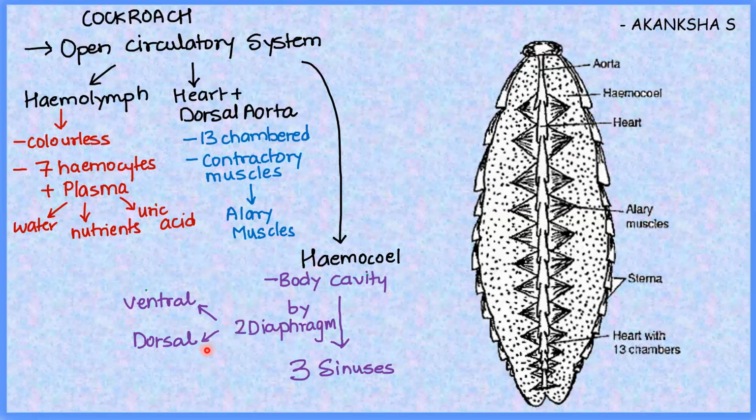They are the ventral and dorsal diaphragms, and they divide the entire body cavity into 3 sinuses where the blood is going to flow. I told you that there are no blood vessels connecting each part of the cockroach to the heart, so blood flows into cavities or sacs. We'll study what 3 types of cavities or sacs in the next slide. These sacs are divided by 2 partitioning diaphragms, ventral and dorsal. Let's look at it.